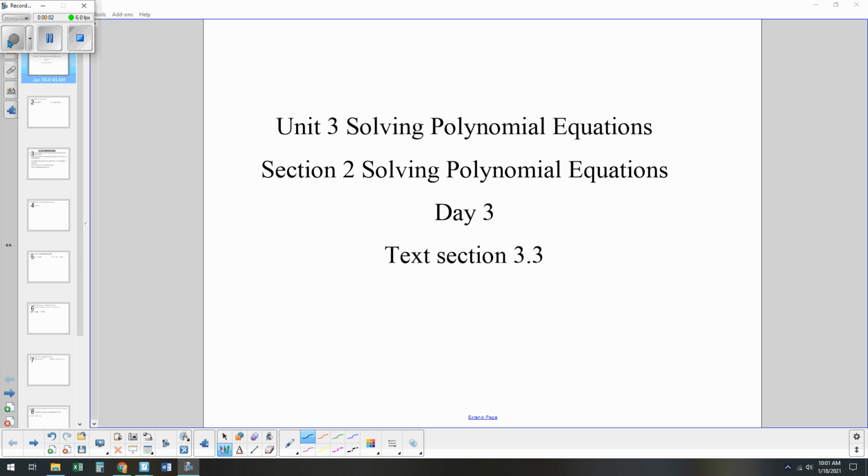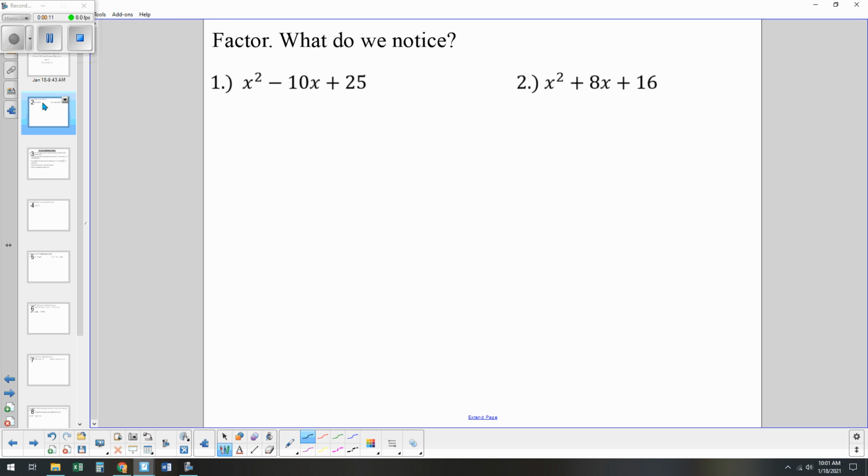This lesson is for the third day of Unit 3, Section 2. We are going to be covering the textbook Section 3.3. Before we get started, let's factor these. So if you recall, when we're factoring, we're looking for what multiplies to C and adds to B, as long as there's no number in front.